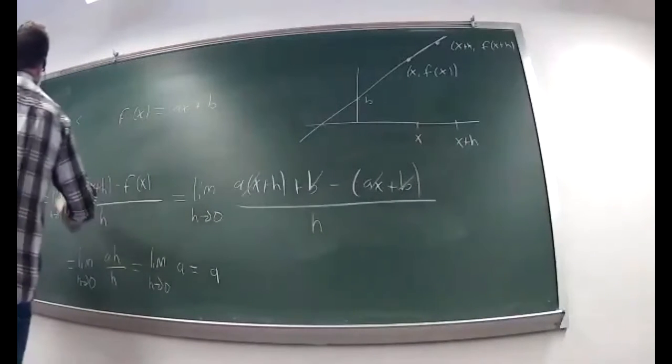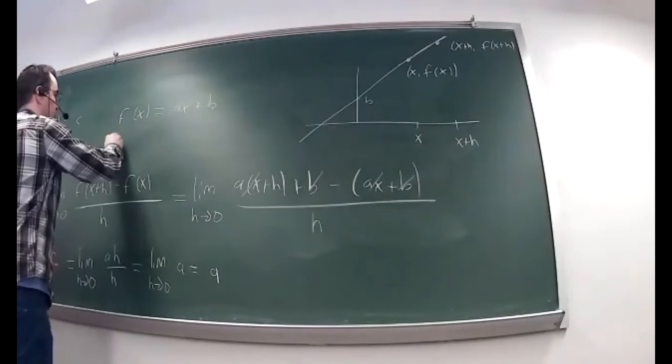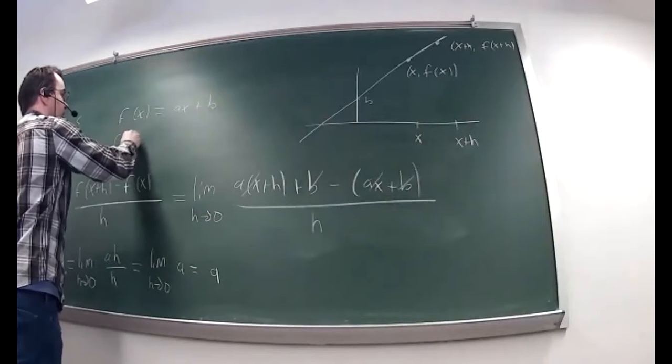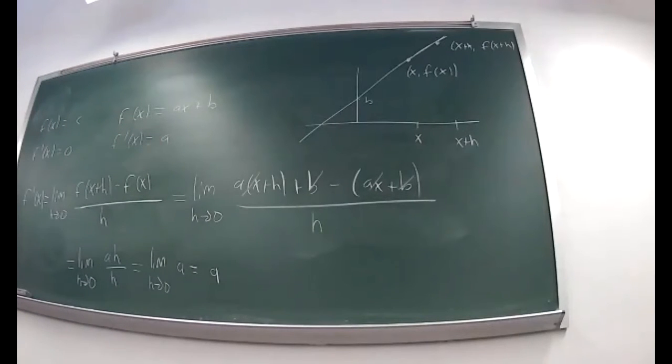So two things that we've learned. If you have a constant function, its derivative is 0. More generally, if you have a linear function, its derivative is equal to the slope of that line.